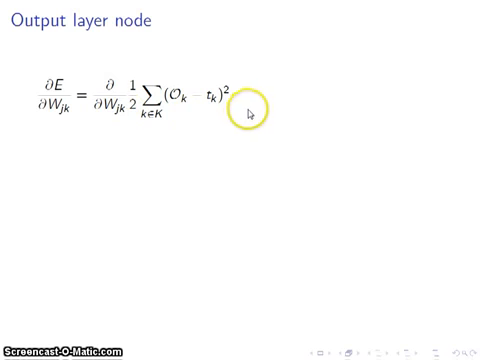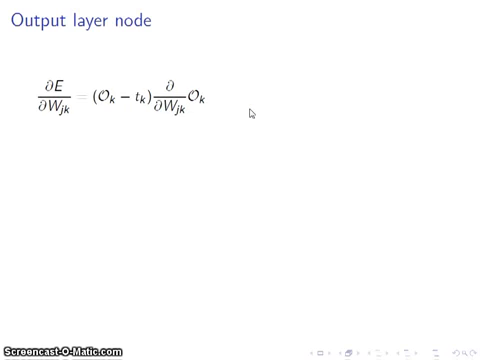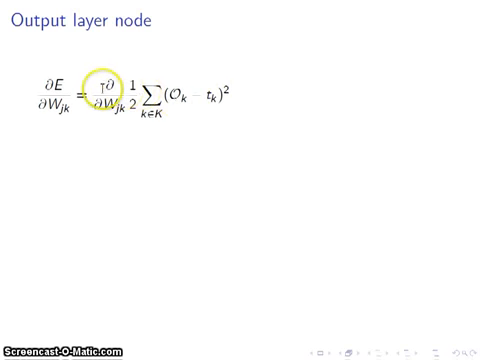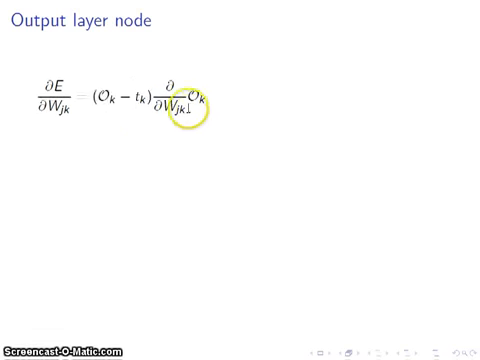All right, so let's go ahead and compute this. We're going to do the chain rule here, right? Derivative of the sum is the sum of the derivative. We're going to bring this 2 out with the power rule. It's going to cancel the 1/2. We're going to get this internal expression, output of k minus target value of k, times the derivative of the inside, right? Now t sub k is a constant, which means it's going to go to 0, and so we're going to look at the derivative with respect to the weight from j to k of the output of k, right? There's that first term.